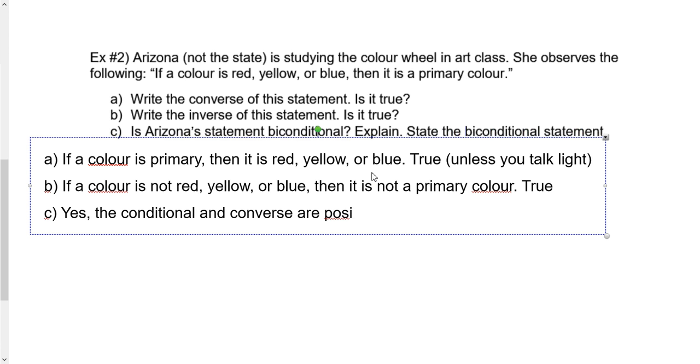Just kind of bringing back to last day, the conditional statement, which is the original statement, and the converse are both true. Colors red, yellow, or blue, and it's primary. Yep, that's the definition. Because that's true, and because its converse is true, then it's biconditional. Now we're going to state the biconditional statement.